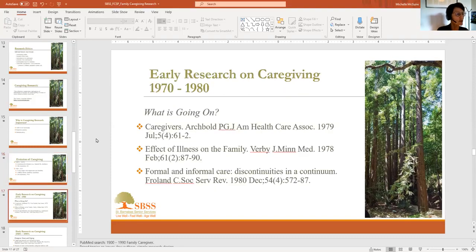So the first research that was done on caregiving was kind of like basic research. They're just trying to figure out what is going on. What is up with this whole caregiving situation?